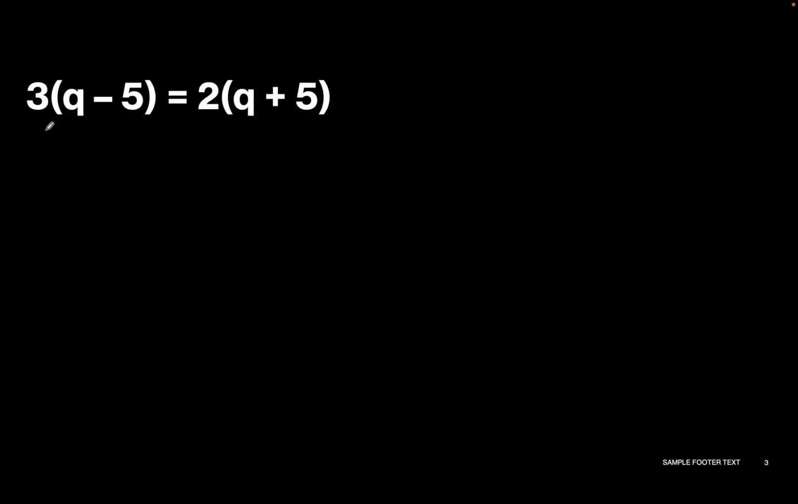All right, moving on. I'm changing my letter now. It's no longer an x, it's a q. 3 times q is 3q, and 2q here. Now, 3 times minus 5 is minus 15, and 2 times plus 5 is plus 10. And my parentheses are gone.